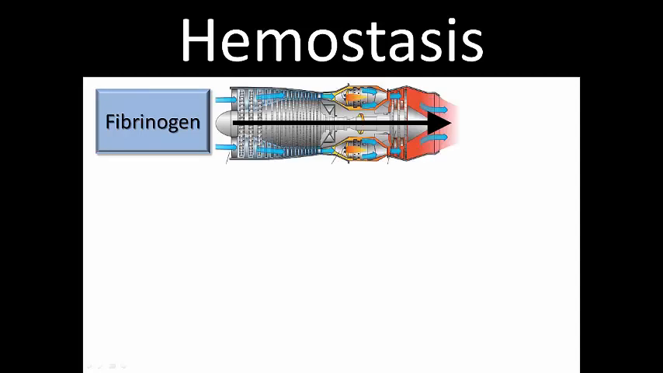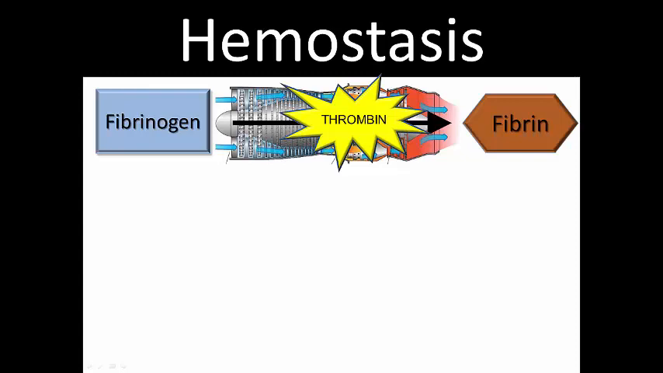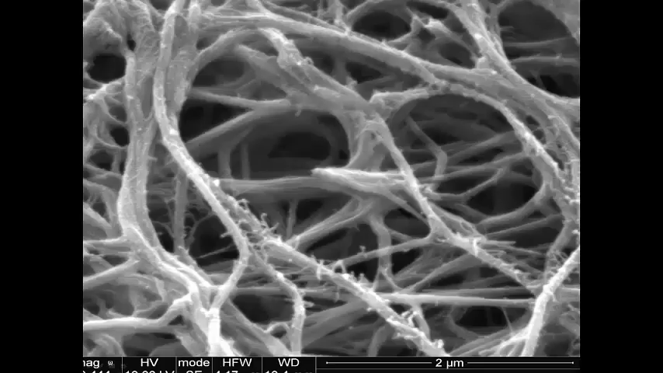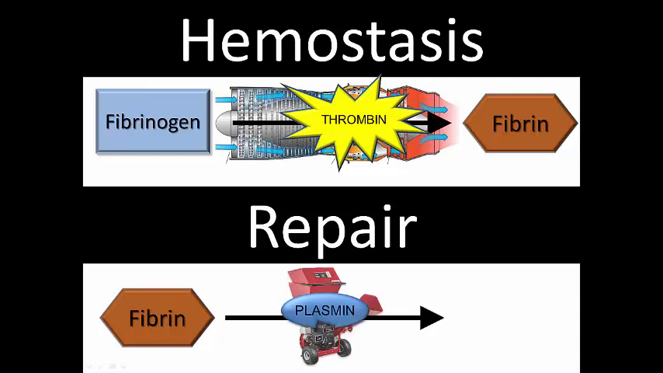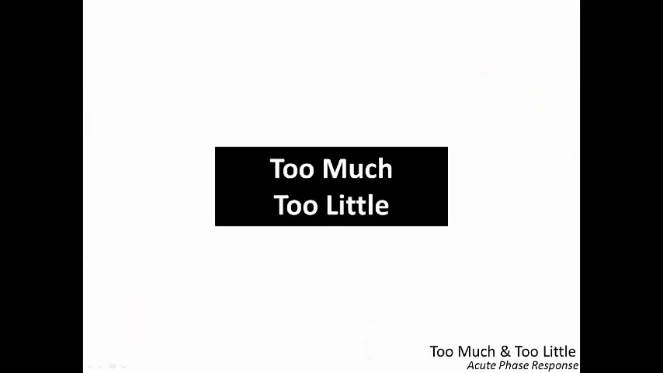To recap, the first phase of the acute phase response is hemostasis. Fibrinogen is activated by the coagulation system, specifically thrombin, to yield fibrin. Fibrin forms a meshwork. The second phase is repair. It's removal of that fibrin meshwork. Fibrin is cleaved by plasmin to yield D-dimer, a fibrin split product.